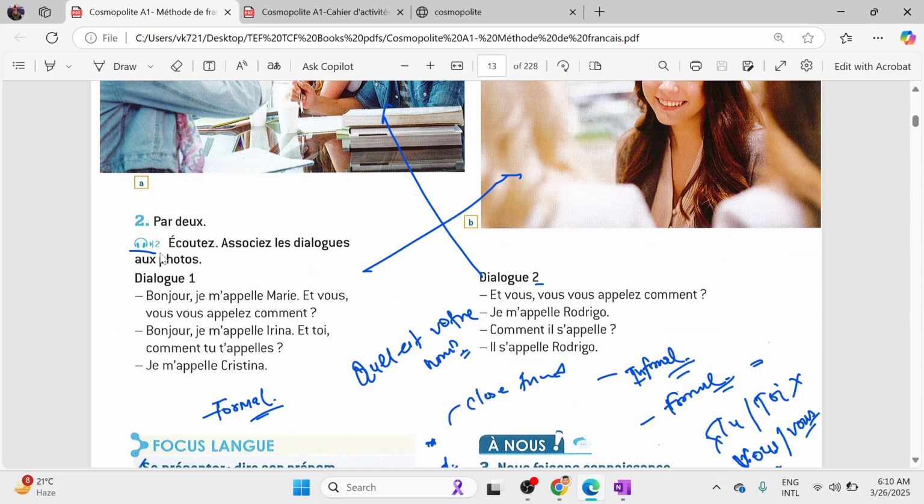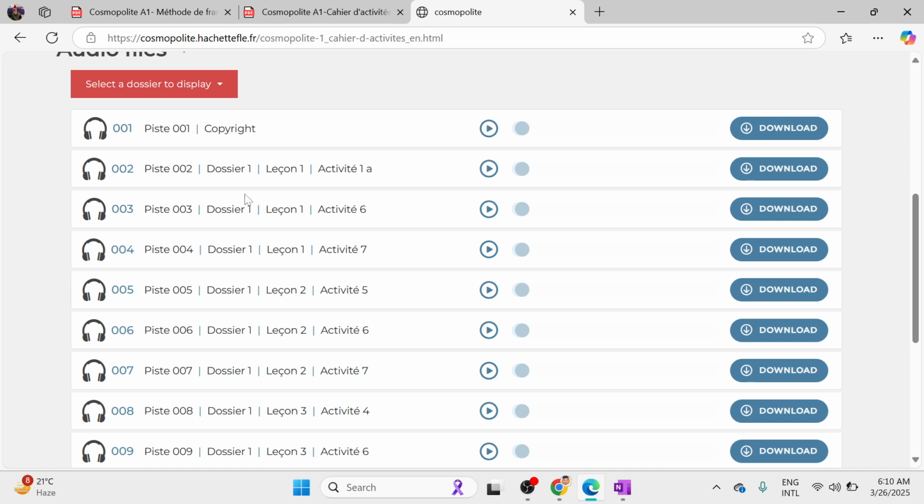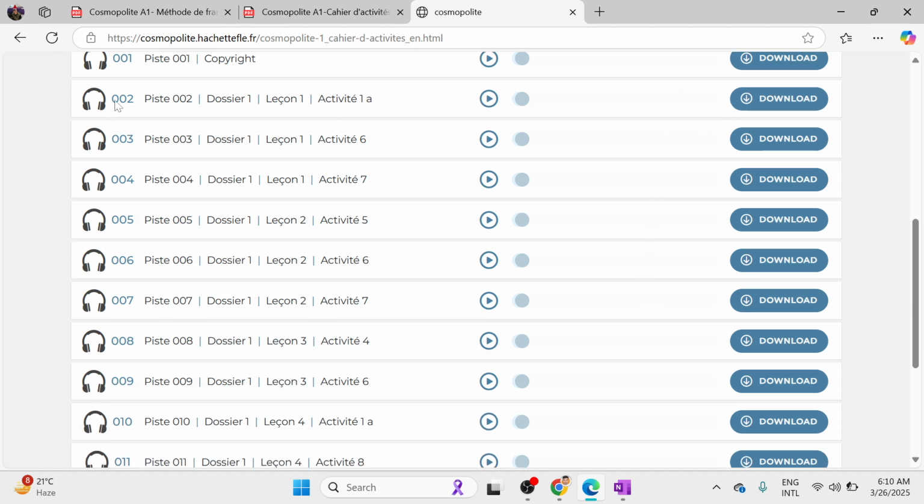Once you want to listen to audio number 2, go to the Cosmopolis website, play audio number 2 there and listen to it. You can even download it if you want to.